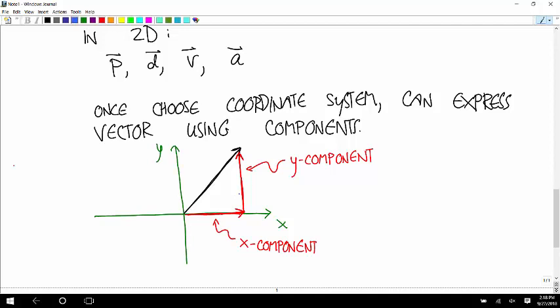You can see that these two legs of the journey are always going to be perpendicular to each other. And so if you draw the vector and then you draw the two components like this, it's always going to make a right triangle. And that's why trigonometry is going to be important in this.